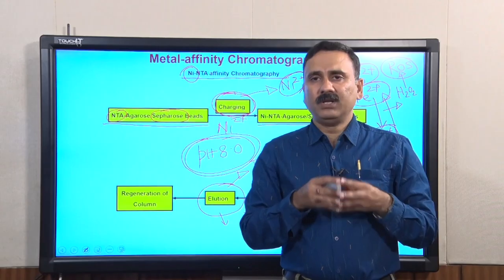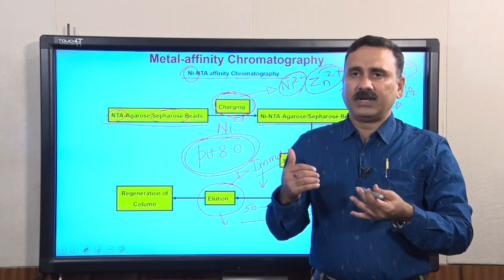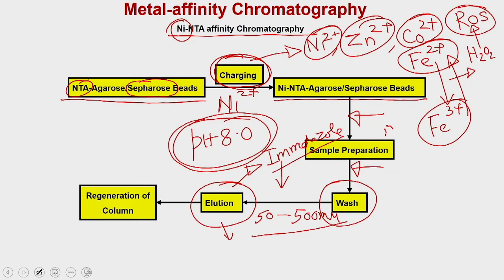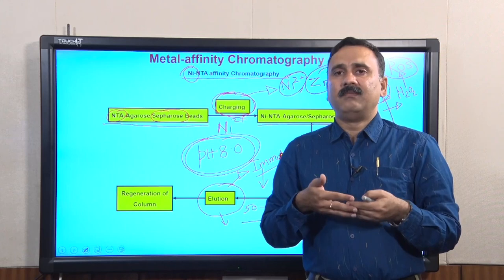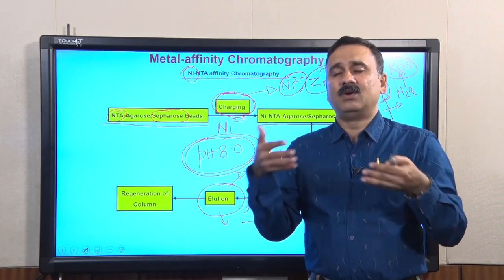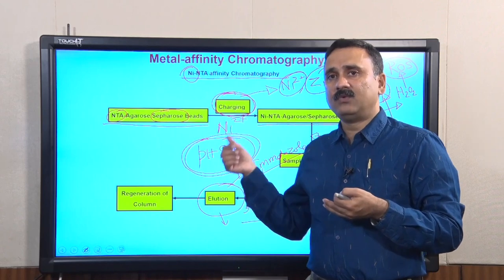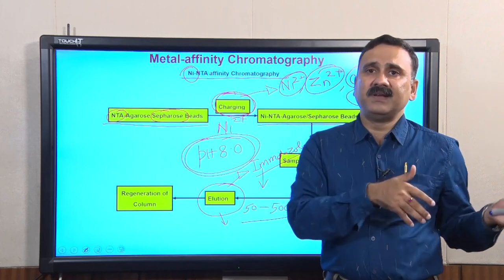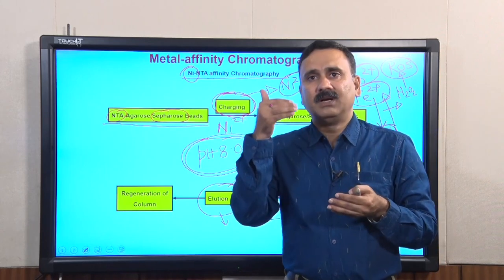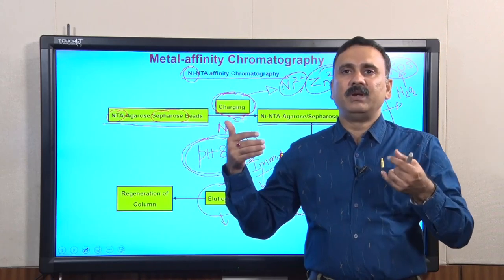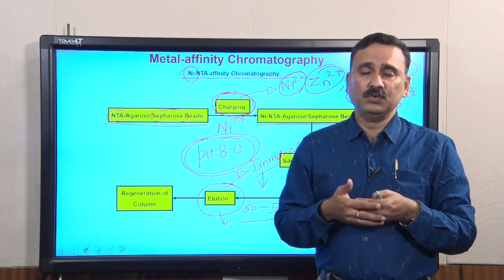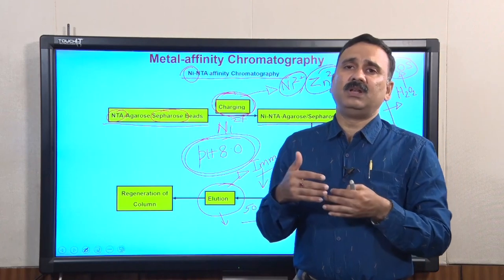The alternate way of eluting the protein from the column is to change the pH. As I said, the optimal pH is above pH 8, because the binding of the histidine tag to the nickel present on the matrix is very good if you have a pH above 8, or at least pH 8. But if you change the pH and bring it towards the acidic side, the affinity of the nickel bound to the matrix for the histidine tag is going to be compromised, and that is also one of the options which you can use to elute the protein from the column.